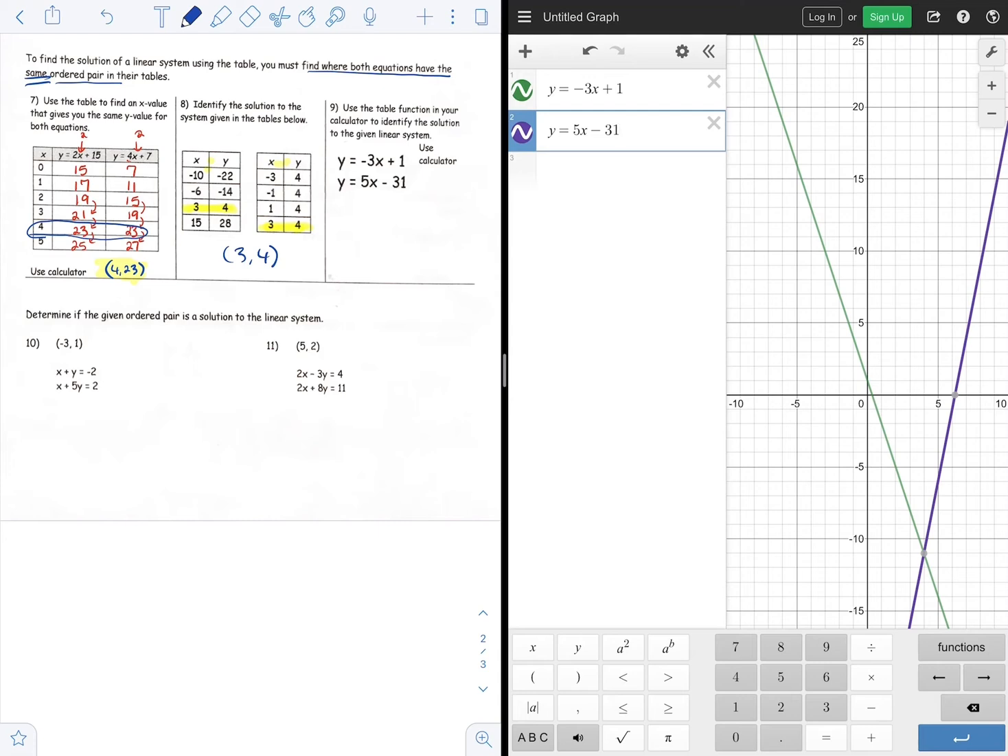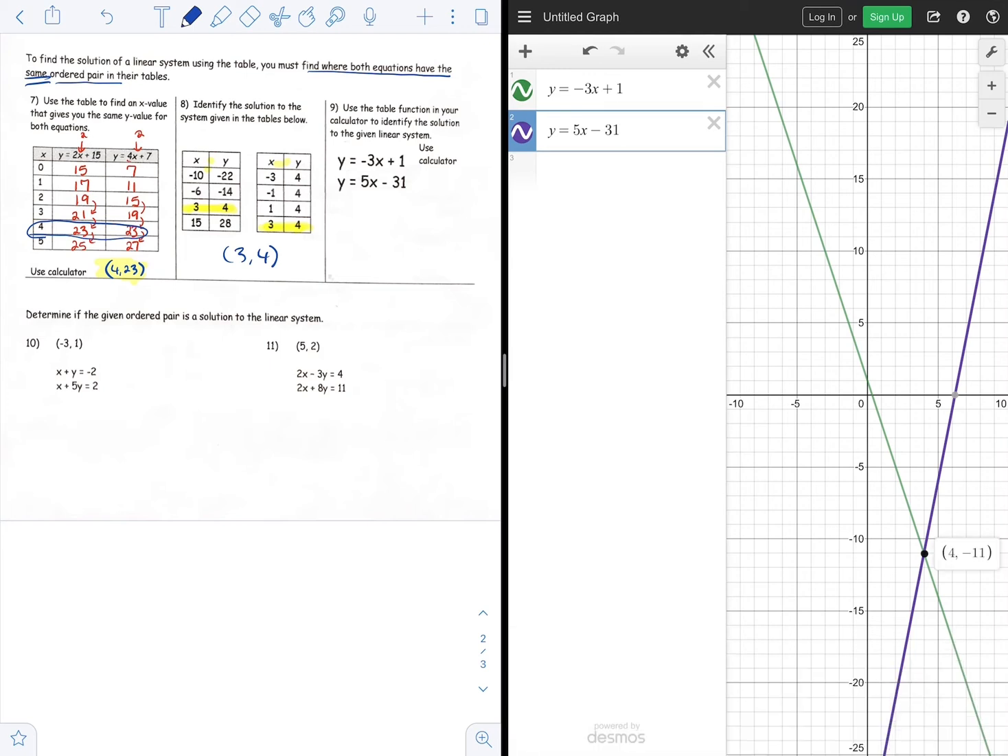All right, and we're looking for the point of intersection. It seems to be down here in our fourth quadrant. So right about here, once you tap on it, it's going to tell you where the intersection is, and it seems to be at 4, -11. So that's what we're going to write here, 4, -11. That's the solution to the system.